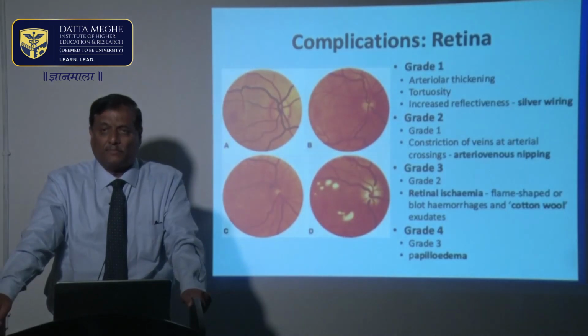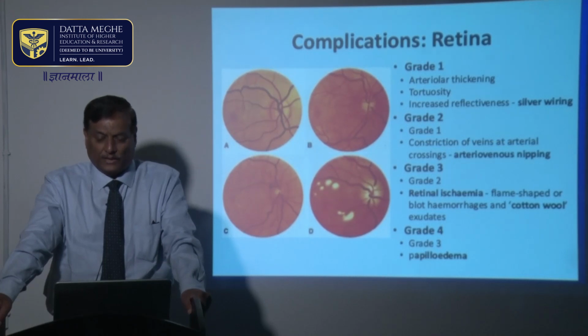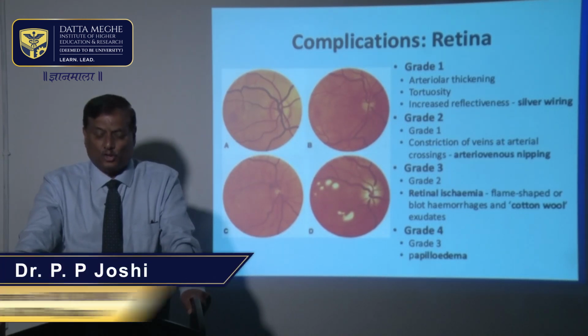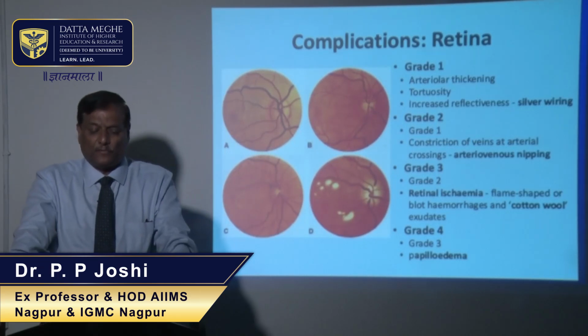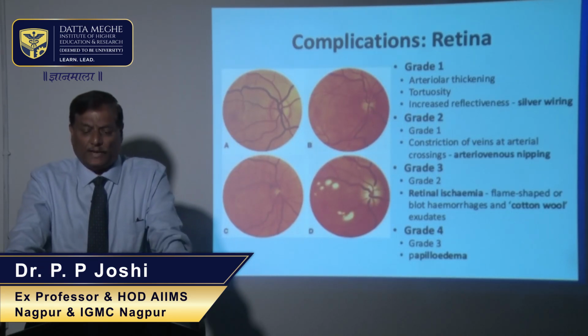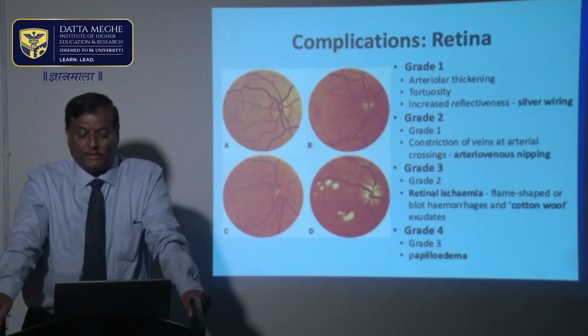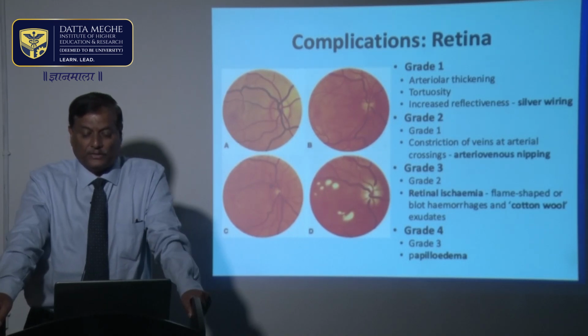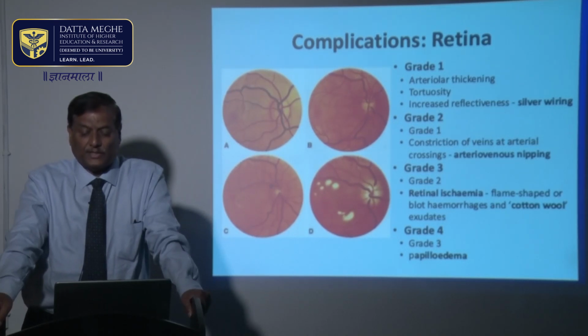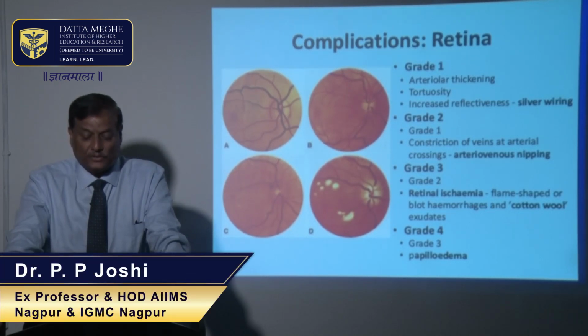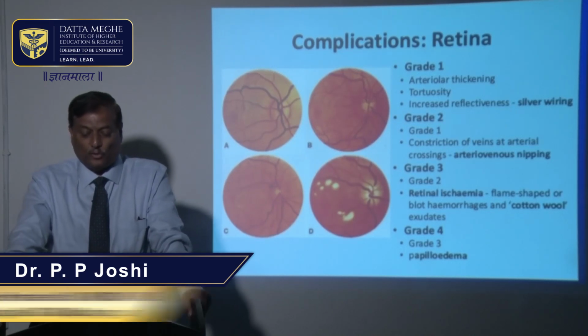Now, retinopathy can be graded according to the Keith-Wagner classification. Grade 1 is where there is arteriolar thickening, tortuosity, and increased reflectiveness, which is known as silver wiring of the blood vessels. Grade 2 is when there is AV nipping, arteriovenous nipping, which occurs because of constriction of veins at the arterial crossing, because arterioles become thickened. Grade 3 is when there is retinal ischemia, and it can lead to exudates, flame shaped hemorrhages or cotton wool exudates.